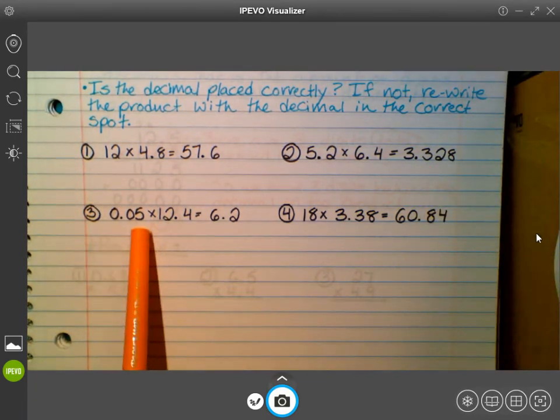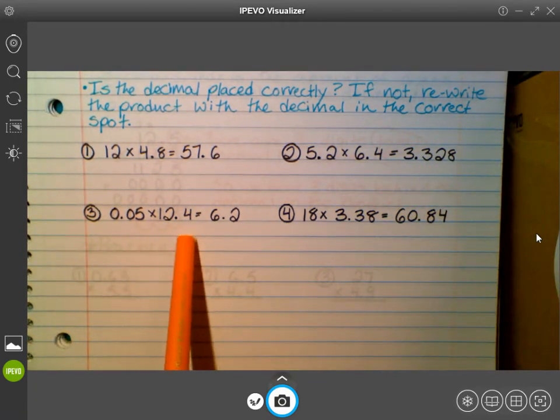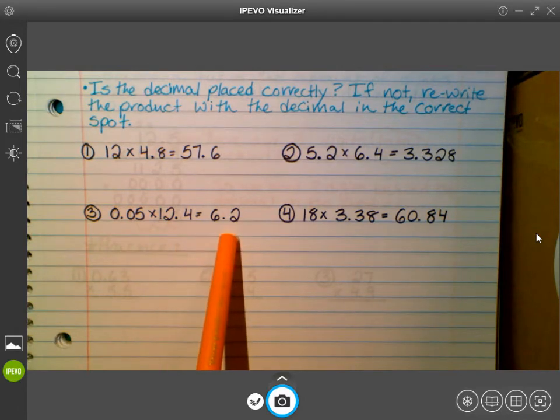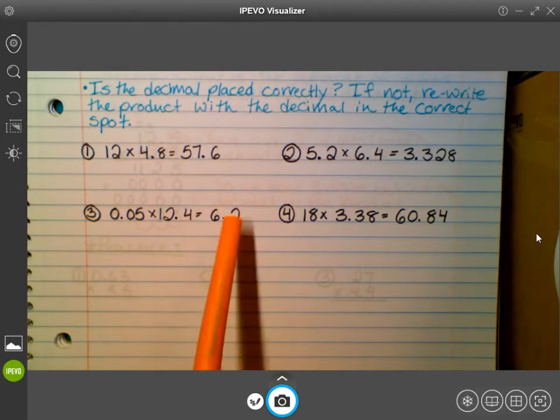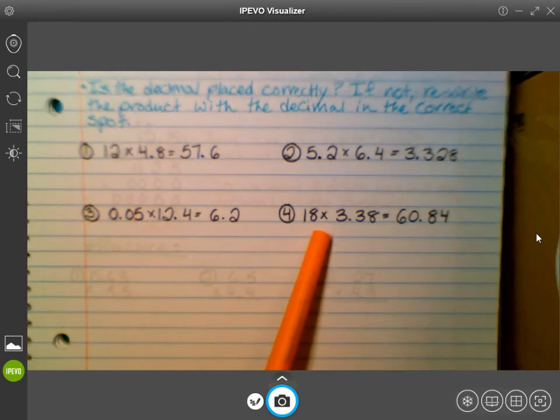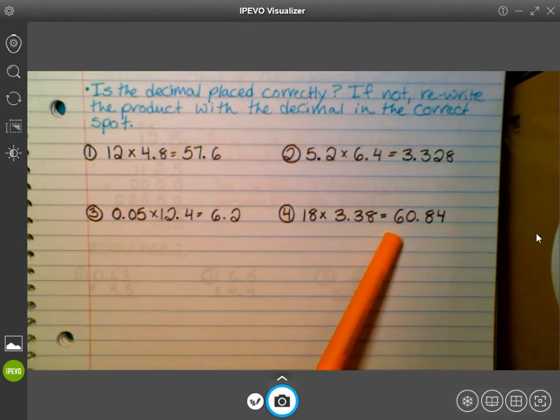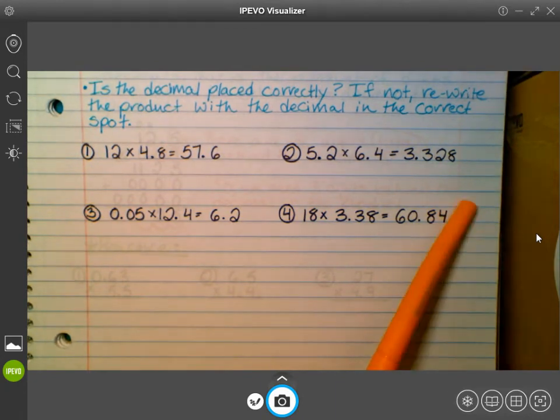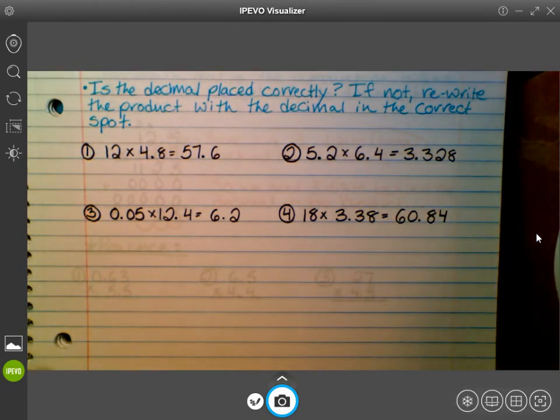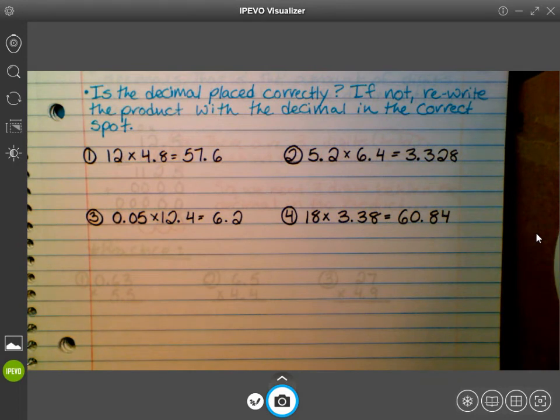Number 3, 5/100 times 12 and 4/10 equals 6 and 2/10. You need to determine if that's correct. And number 4, 18 times 3 and 38/100 equals 60 and 84/100. And you need to determine if that is correct. So once you have these written down, you are looking at the answer and figuring out, is the decimal in the correct spot? If it is, you can just write yes. If it's not, you're going to rewrite the answer with the decimal in the correct spot. Go ahead, 5th grade.